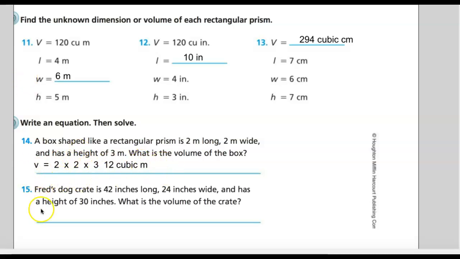Okay, number 15. Fred's dog crate is 42 inches long, 24 inches wide, and has a height of 30 inches. What is the volume of the crate? All right, same thing. Just bigger numbers, but it's the same thing as the volume is equal to length times width times height. Pause the video now.